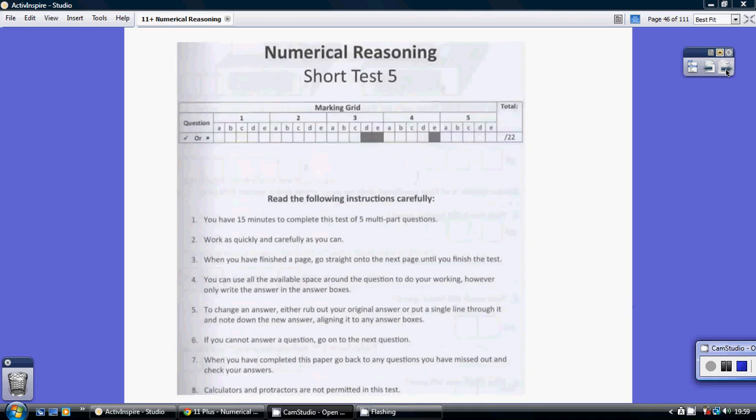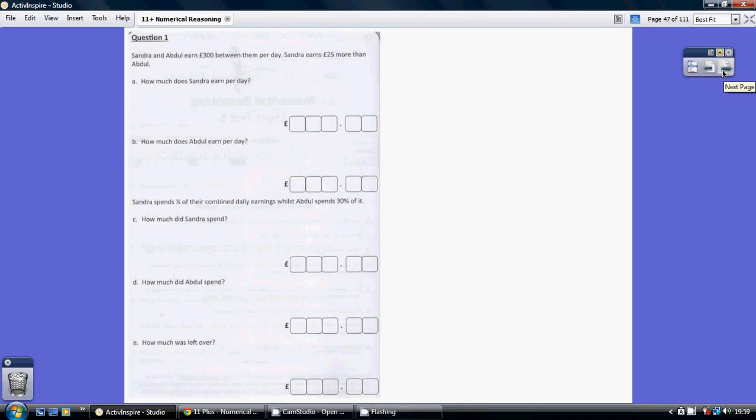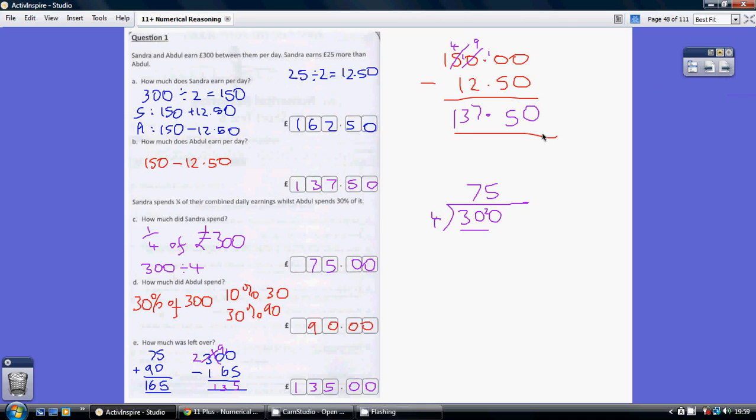Test number 5, question 1. Now this isn't obvious, I think, until you've seen one of these before.